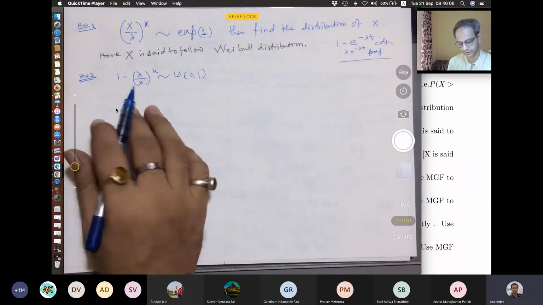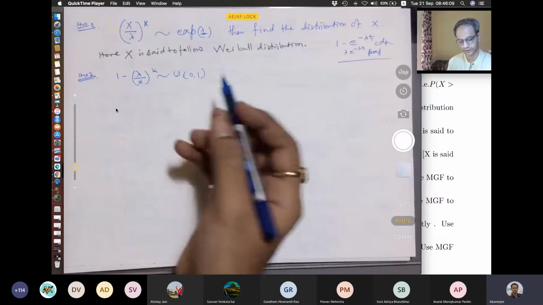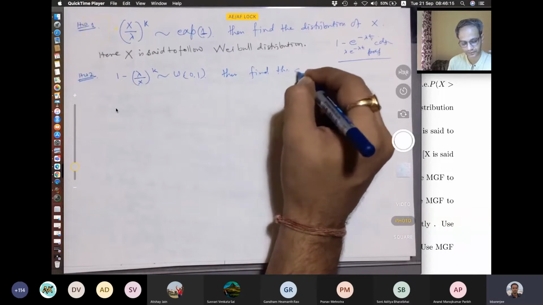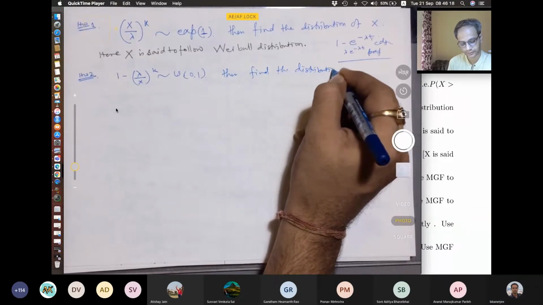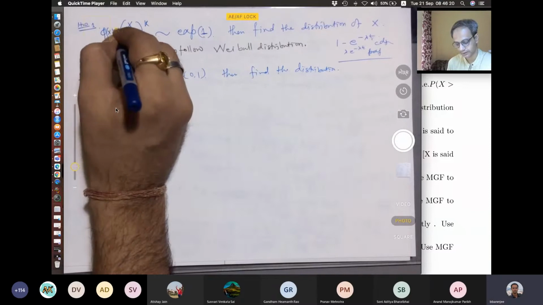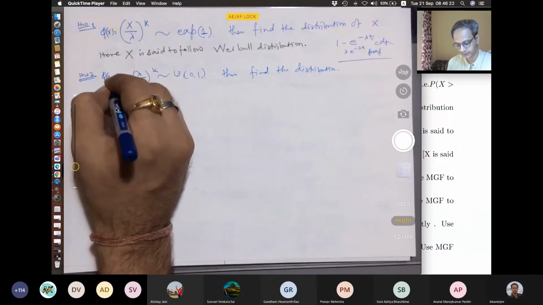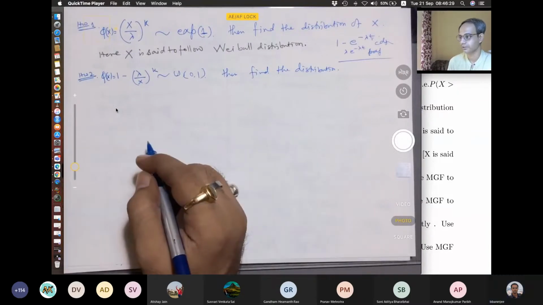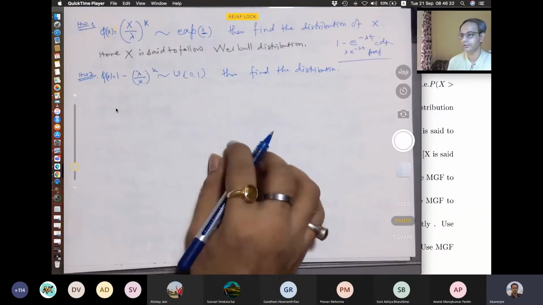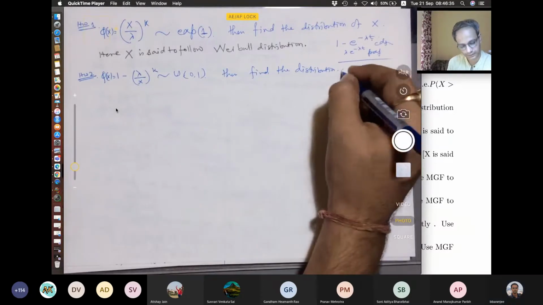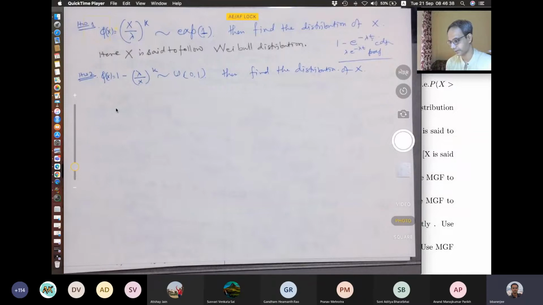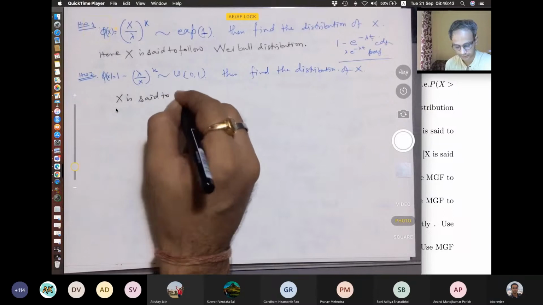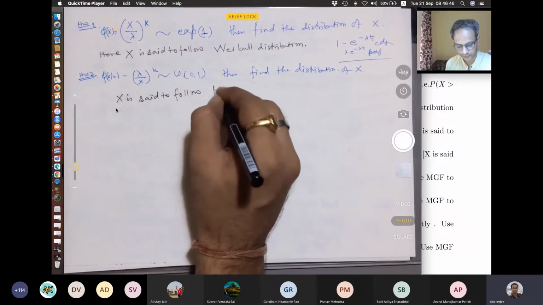A similar situation, that this quantity is following uniform 0 1, then find the distribution. So this is say phi of x. Phi of x distribution you need to know, then phi inverse of that variable, the distribution you need to find of x. So here this x is said to follow Pareto distribution.